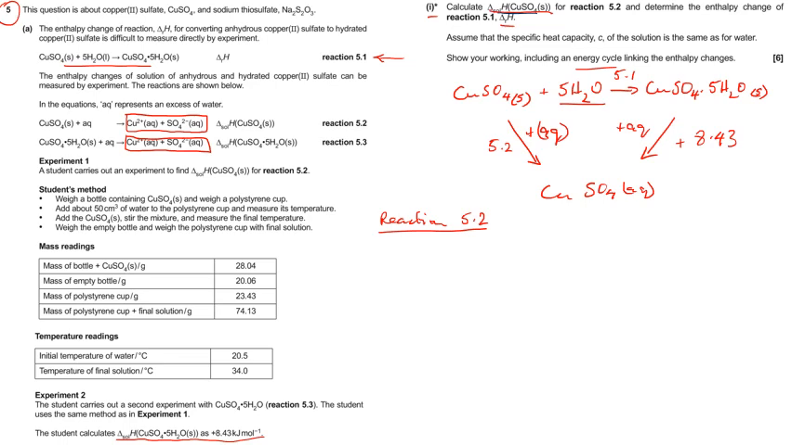So we're going to use Q equals mc delta T. These two give us delta T, and this is the mass of water that we're heating up, so this is going to give us m. And this is going to give us the amount of anhydrous copper sulfate that we've got, so we're going to use that to work out what moles is.